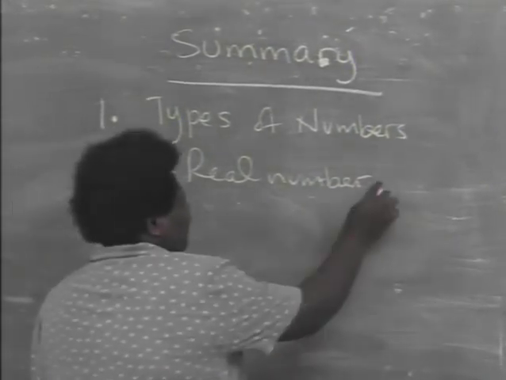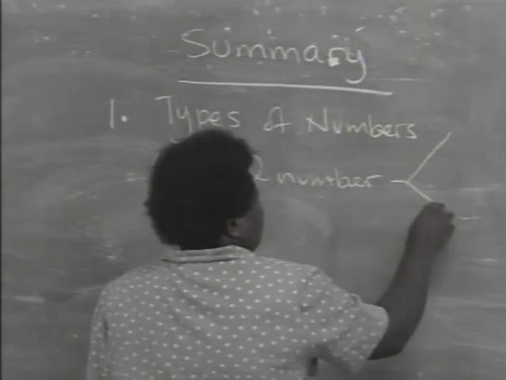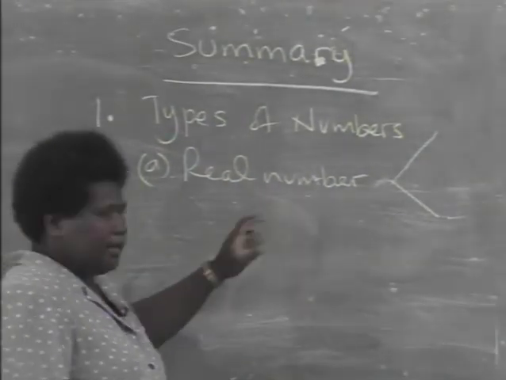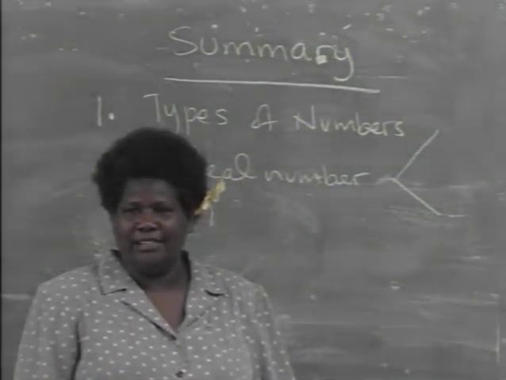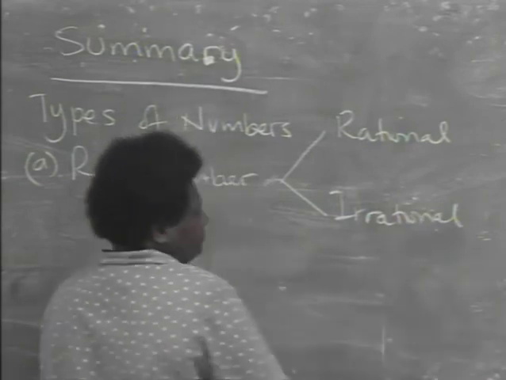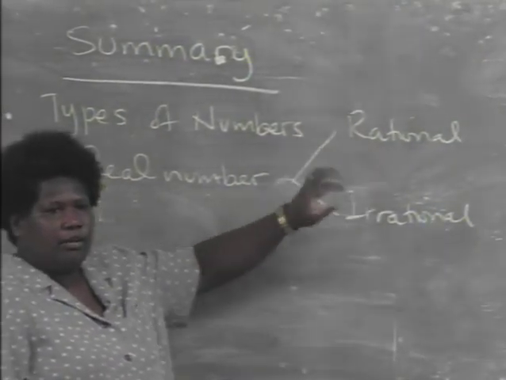Real numbers, what are real numbers? A number that can be put on a number line. Okay, note, a real number is a number that can be put on a number line. There are two types of numbers that can be put on a number line. What are they? Rational and irrational numbers. Good. So all numbers actually come under these two. They are either rational or irrational numbers.